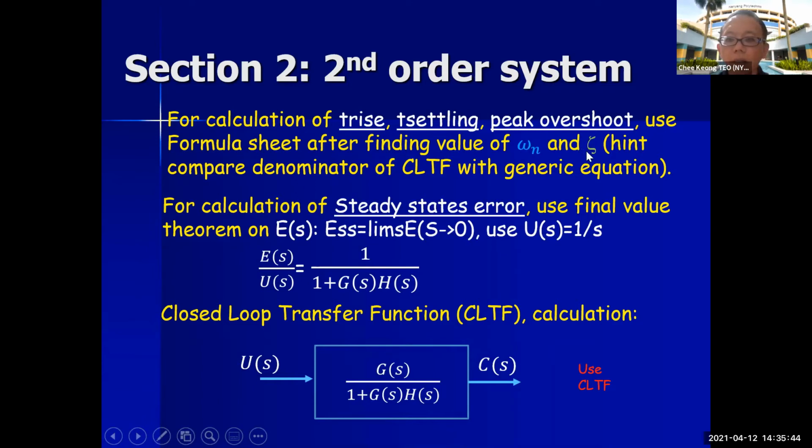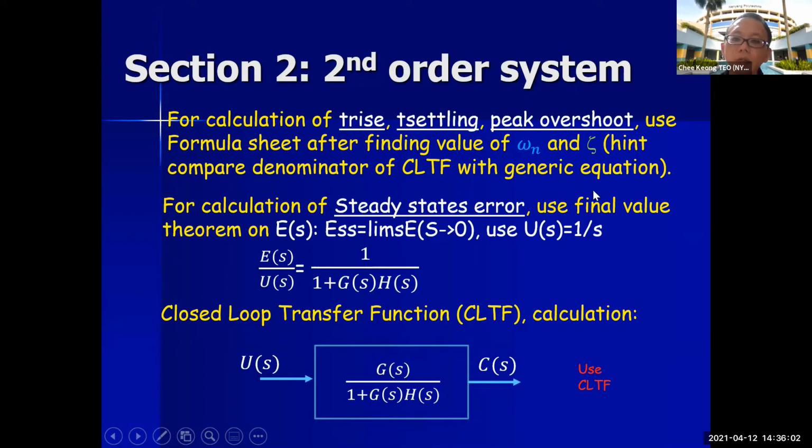finding omega n and zeta. Sorry, I didn't change the sign for this zeta. It should be the other symbol, something like a snake. So basically, this is the symbol that is being used. The hint is to compare the denominator, right? Compare the denominator of your closed loop transfer function with the generic equation.